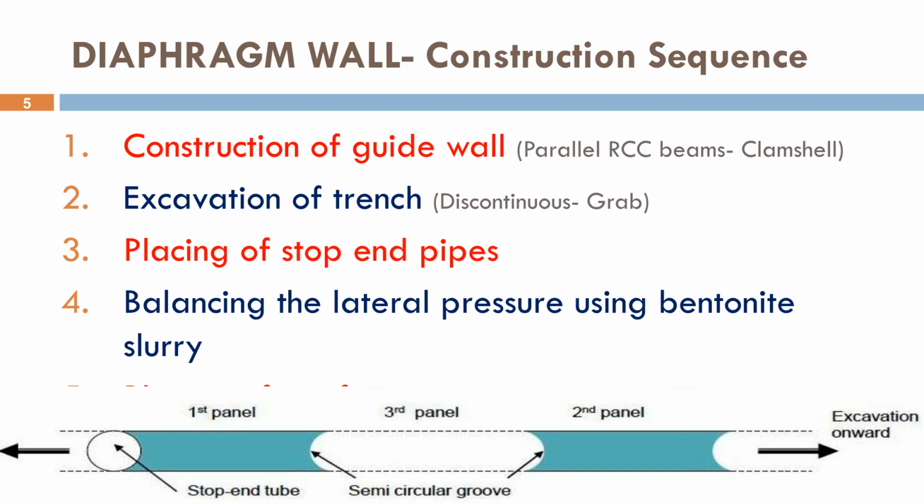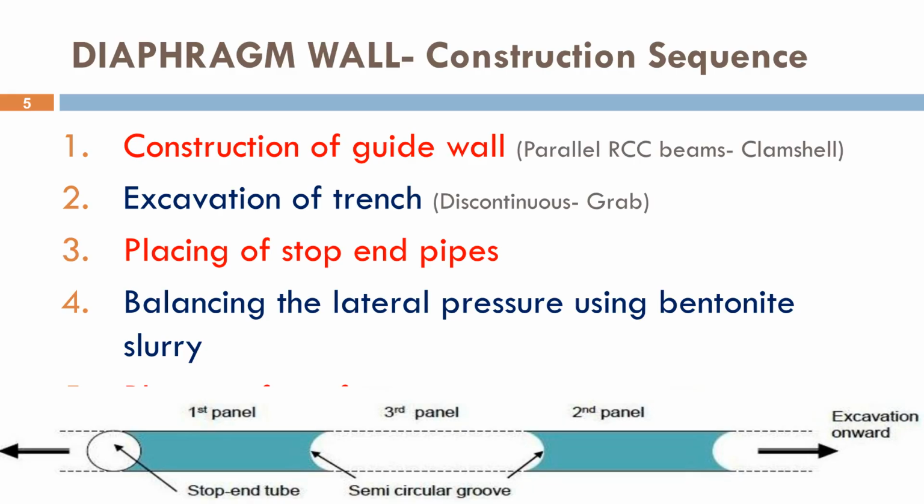The first step is the construction of guide walls. Guide walls are shallow reinforced concrete beams constructed on either side of the proposed wall alignment. They guide the excavation equipment and ensure correct positioning. Next, trench excavation is carried out using specialized equipment. During excavation, bentonite slurry is continuously circulated to balance the lateral earth pressure and prevent trench collapse.